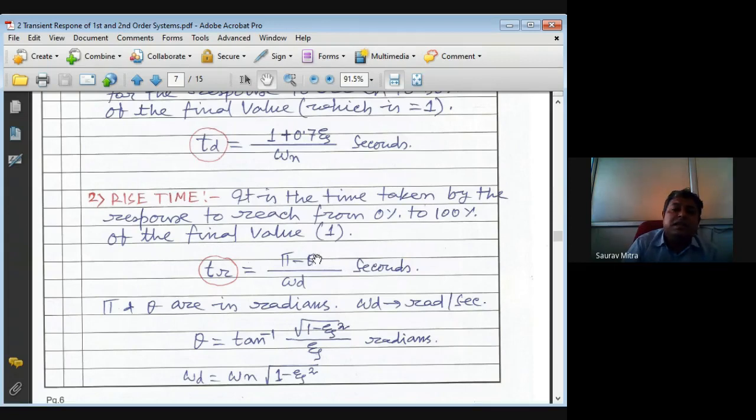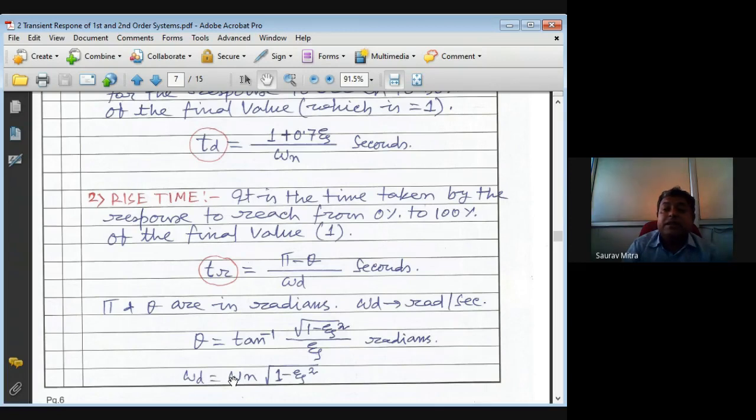So all of this, theta and omega d, are functions of omega n and zeta. And while calculating all this, you have to keep your calculator in radian mode. So this pi is in radians, don't consider this pi as 180. This pi is equal to 3.14. This theta also has to be calculated in radians. So here theta is tan inverse root of 1 minus zeta square by zeta, and omega d is equal to omega n into root of 1 minus zeta square.